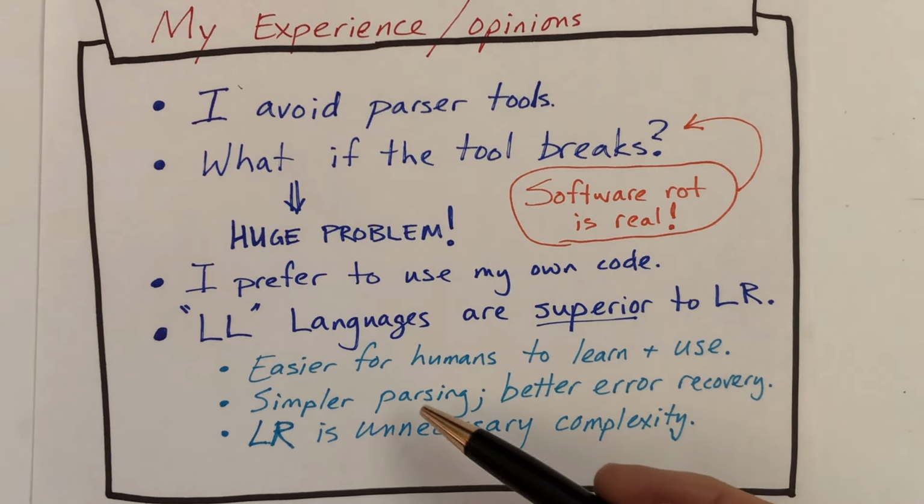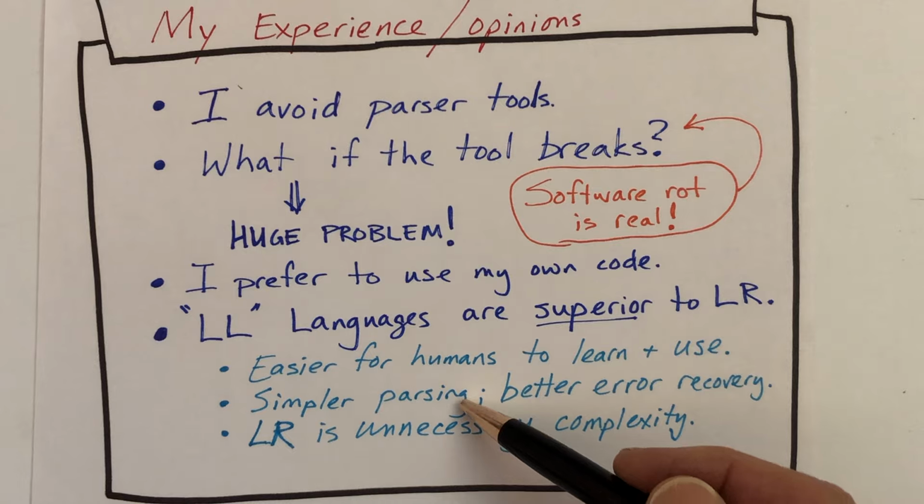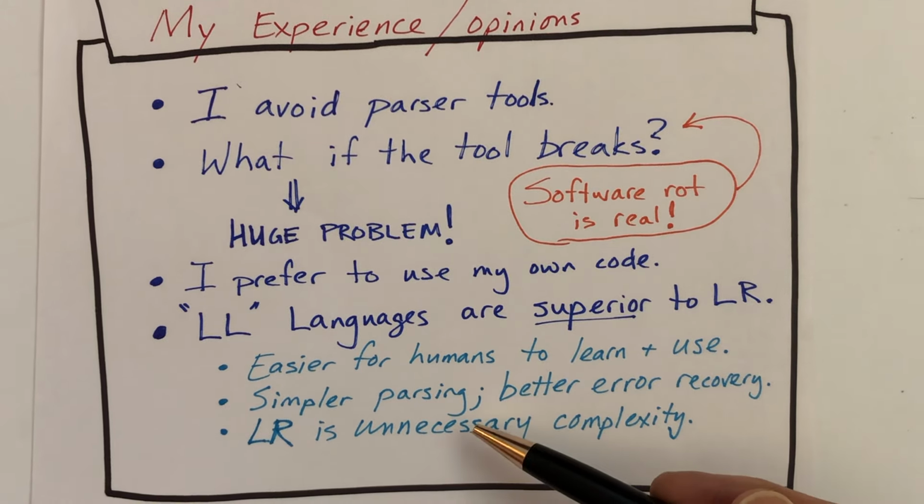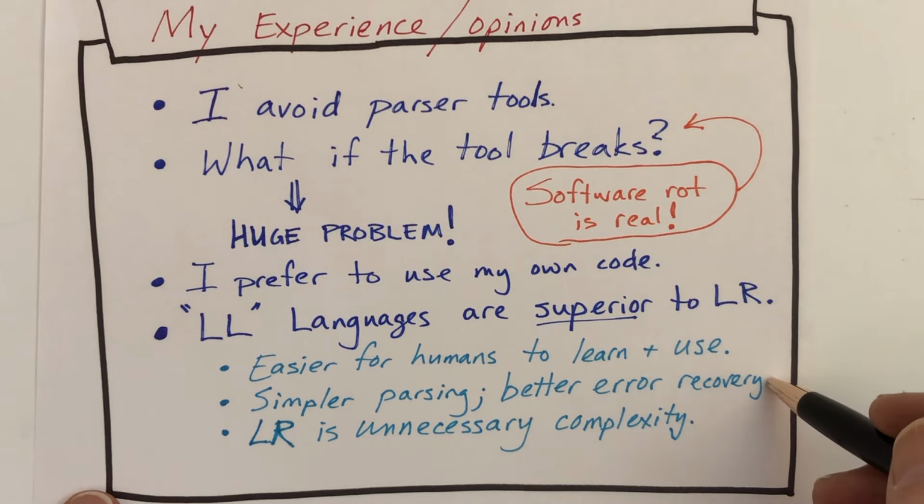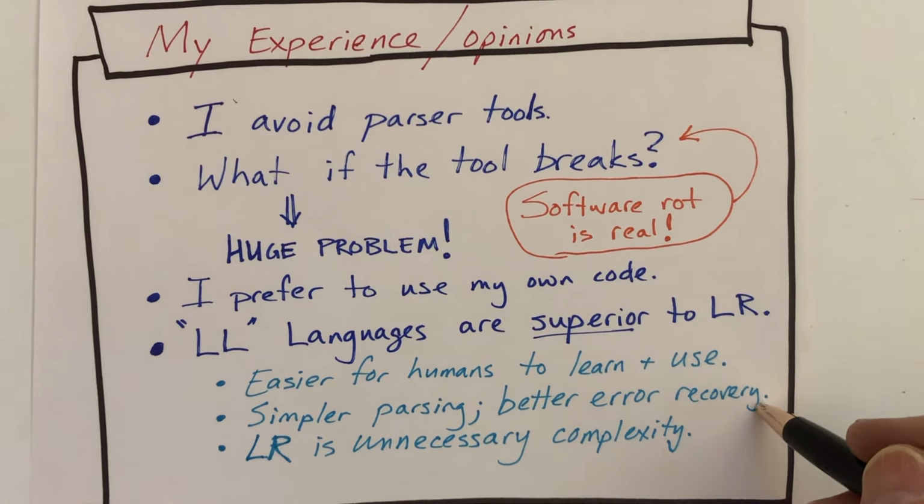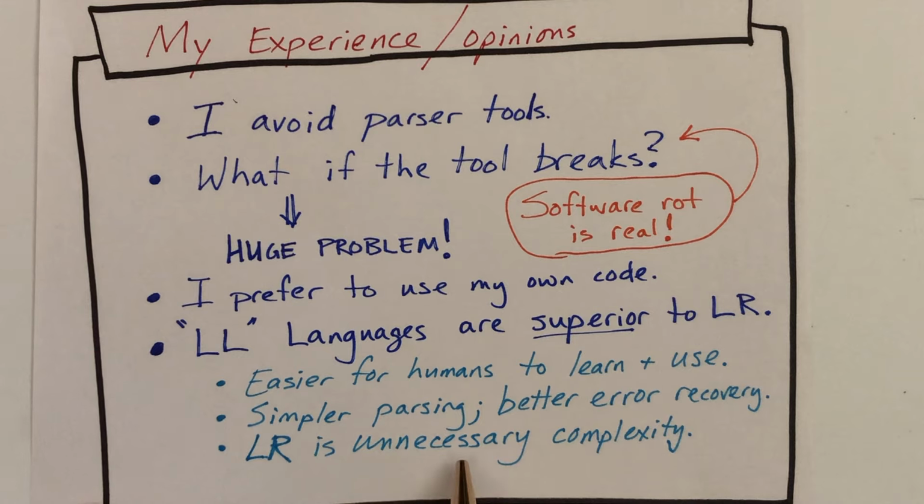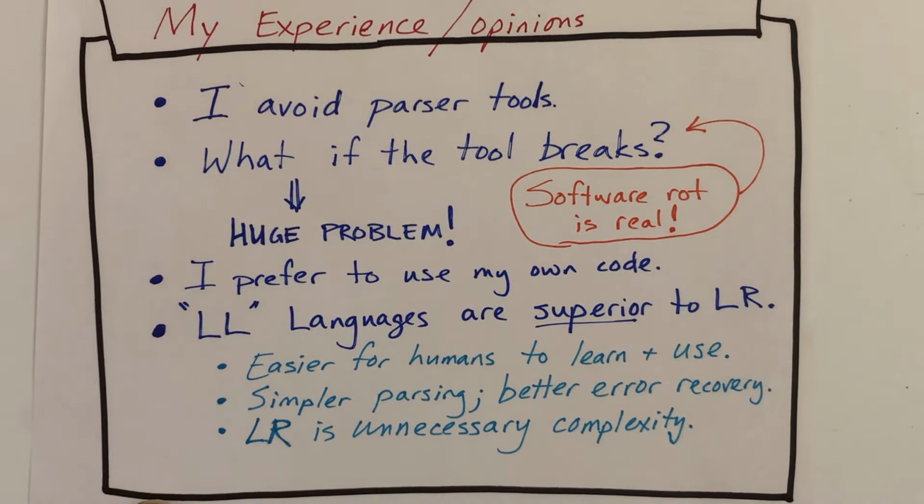So that's an important aspect. Simplicity is always good. Simpler parsing is also good. These LL languages are easier to parse, they're fast, and we can have better error reporting and error recovery. And I feel that LR grammars and LR parsers are basically just unnecessary complexity. Oh, that's my opinion.